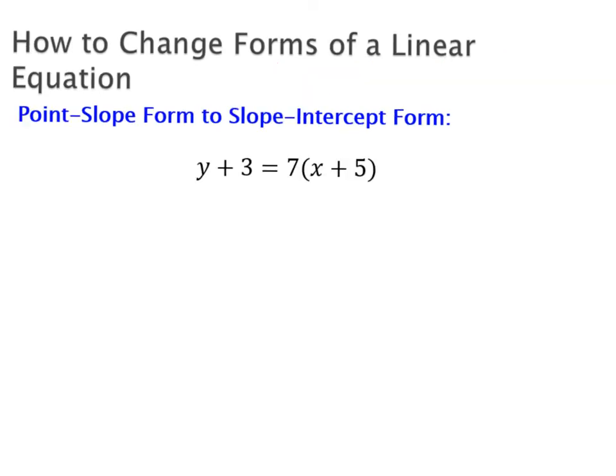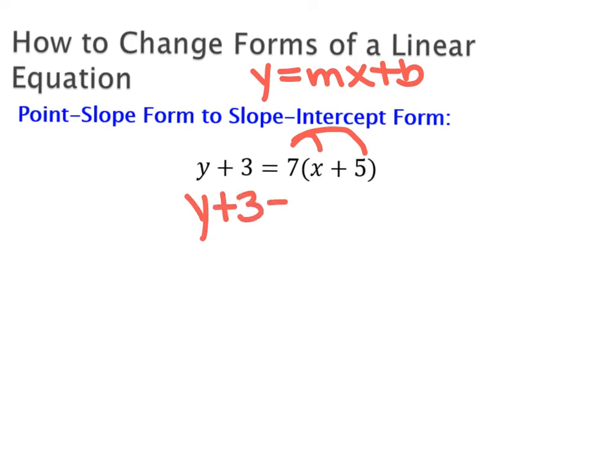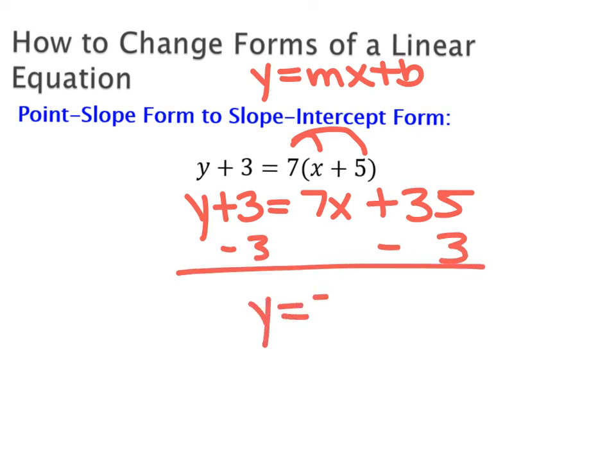Now, if we're given an equation in point-slope form and we want to change it to slope-intercept, that means we're changing it into that y equals mx plus b form. So we want to solve to get y by itself. So just like we did with point-slope form, the first thing is you're going to distribute your 7 to both terms. So you'll have y plus 3 equals 7x plus 35. Then to finish solving to get y by itself, you would subtract 3 from both sides. So you'll have y equals 7x plus 32. And that's your final answer.